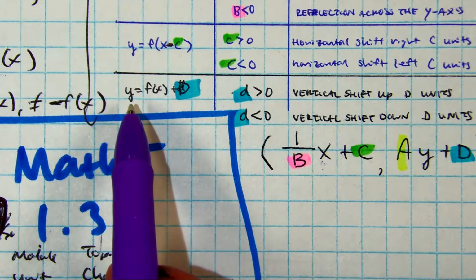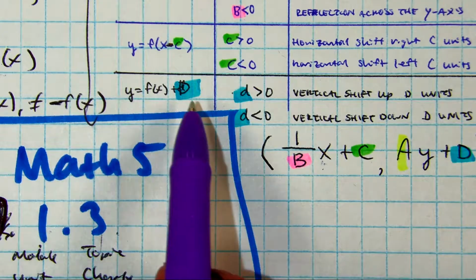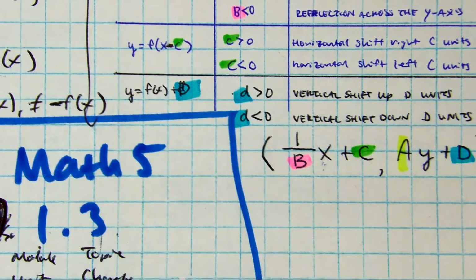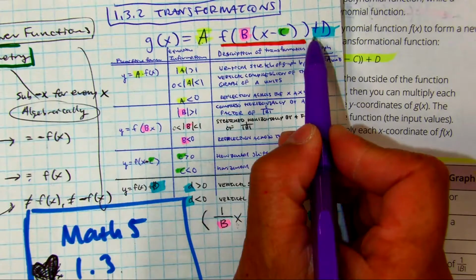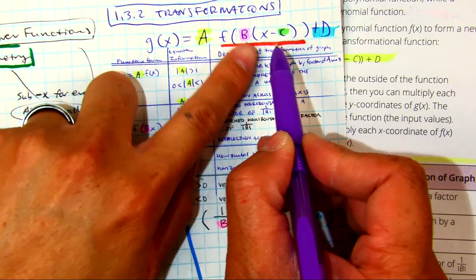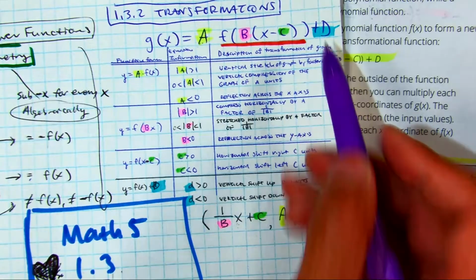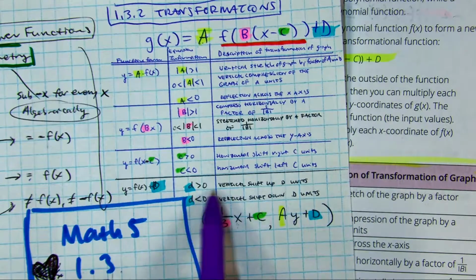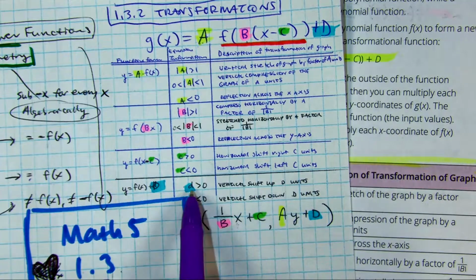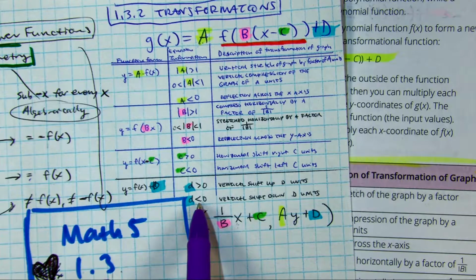Let's talk about the last letter. y equals f of x plus d. Class, where's the d? Is it on the inside or outside of the red line? Outside. It's on the outside. So these are the outsides. This is the inside. If it's on the outside, you're going to have a vertical shift of up d units if it's positive. And if it's negative, it's going to go down.